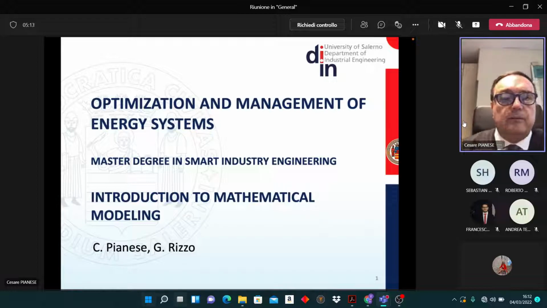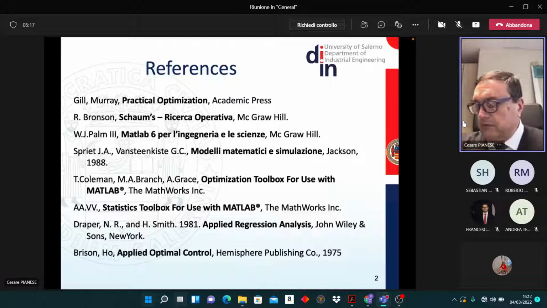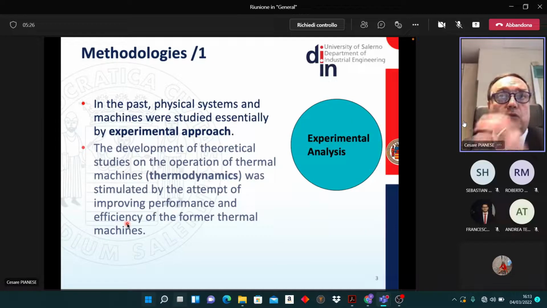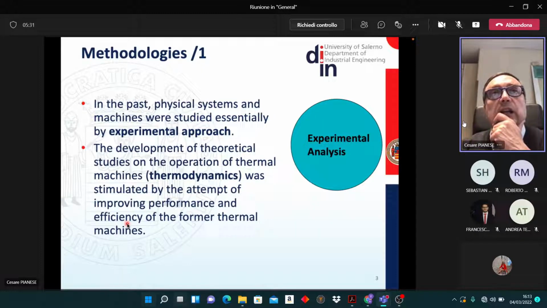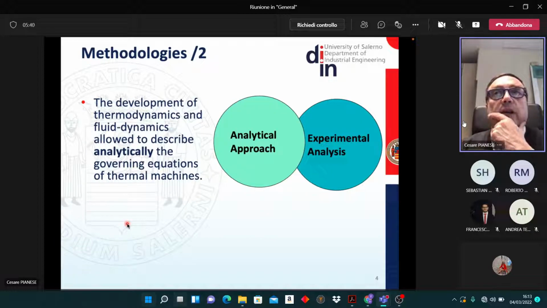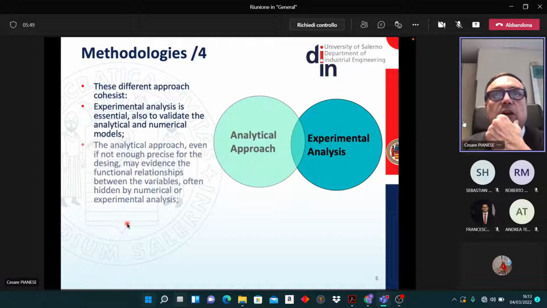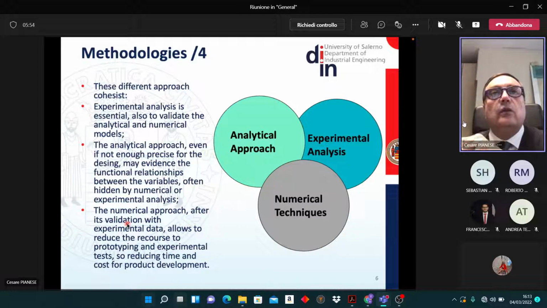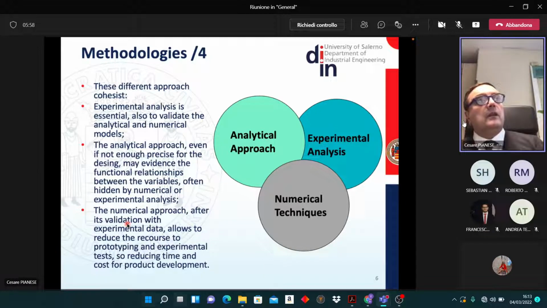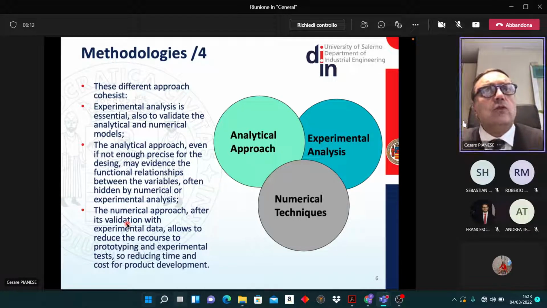So let's start now our class. I don't know whether you have had a chance to think about what we said in terms of the methodological aspect of modeling: the experimental analysis, analytical approach, numerical techniques, and integration within a single frame that could help us in building instruments that will help us in performing good management, good control, good monitoring of our systems.